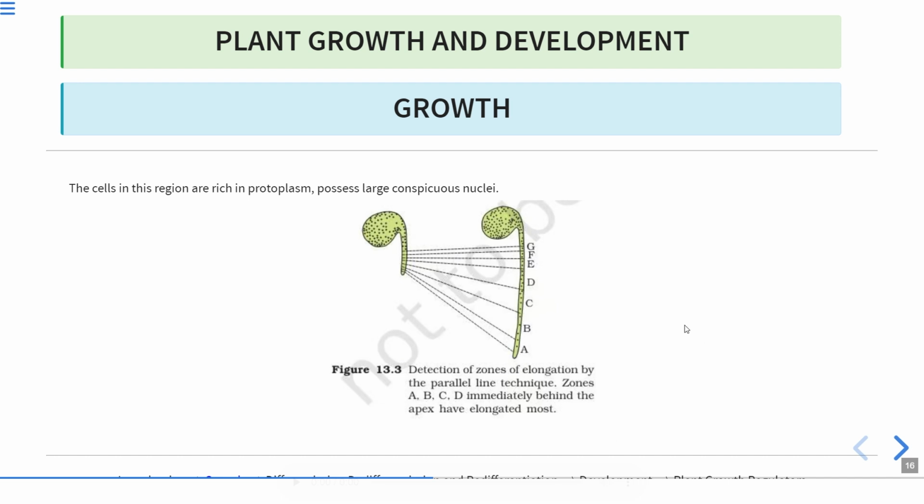For the detection of a zone of elongation by the parallel line technique, you can first draw these lines. Then after a week or a particular time, you see that this length has increased, so you can denote that length. The zones A, B, C, D immediately behind the apex elongated most. Here you can see which part has elongated most.